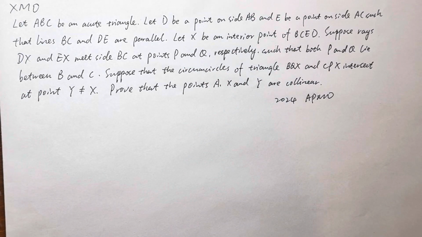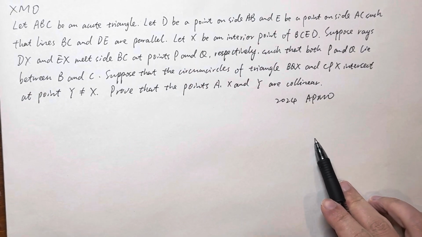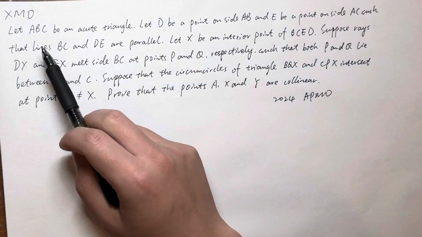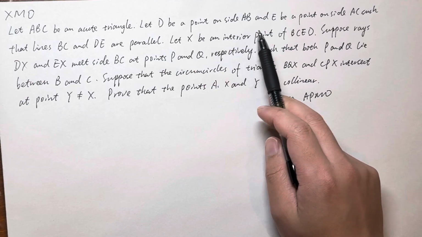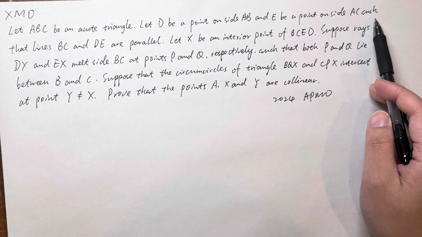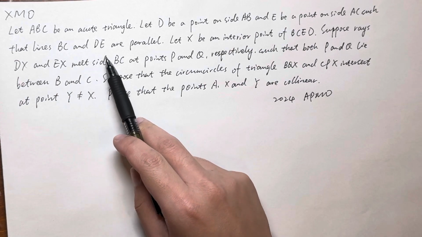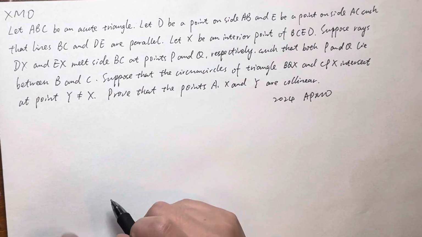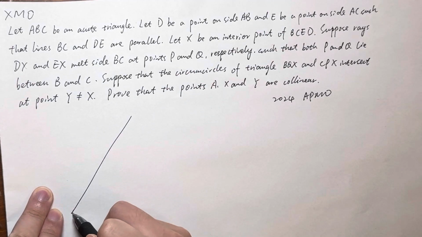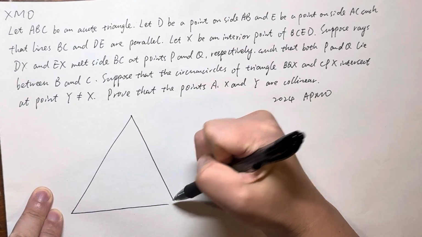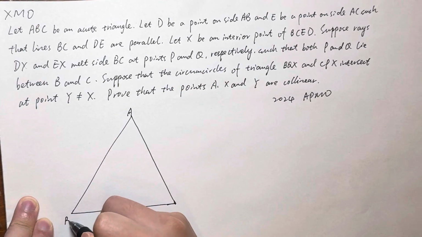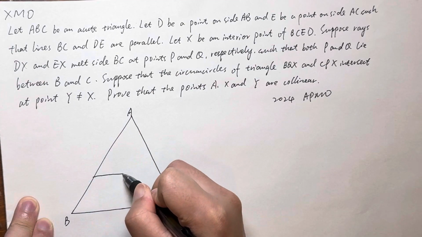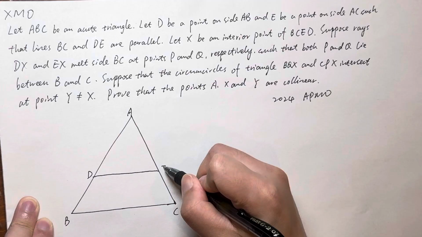So today we're going to check on a problem which is from 2024 APMO. Let ABC be an acute triangle. Let D be a point on side AB and E be a point on side AC such that lines BC and DE are parallel, which means we can simply find a triangle ABC here and find DE here.